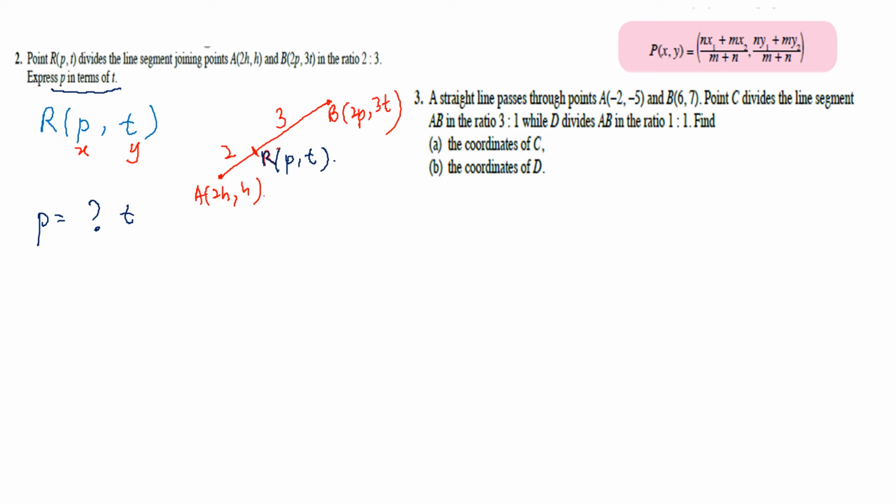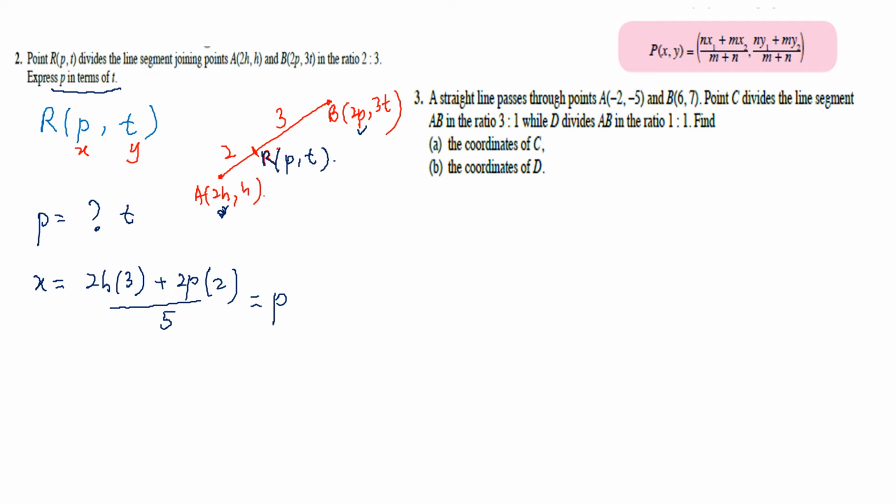Now we use the same formula. We will start with R, which is X. X equals P. So we use this formula for X, where this is the first X and this is the second X. So I start with 2H multiplied by 3, plus 2P, the second X, multiplied by 2. All divided by 2 plus 3, which is 5. This X is given because it is the coordinate of R, so this equals P.